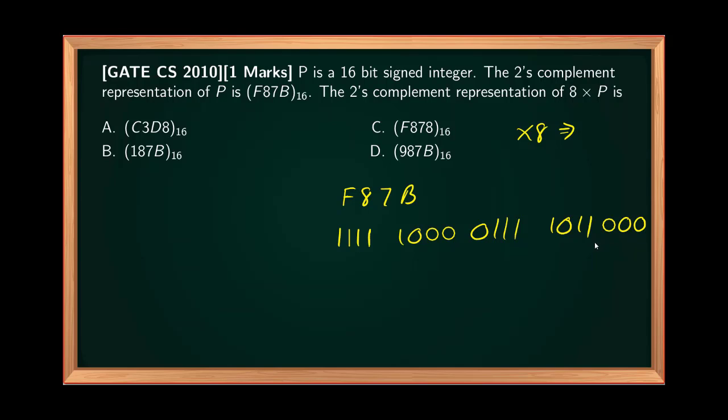Again converting back to the actual number, 1000 is 8 hex, 1101 is D hex, 0011 is 3 hexadecimal, 1100 is C hexadecimal, and so the result is C3D8 base 16. Extending the sign bit won't change the number.